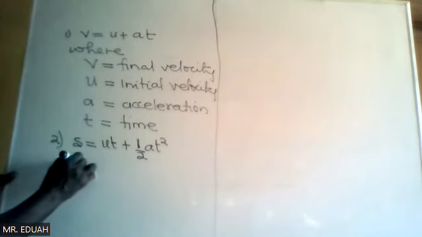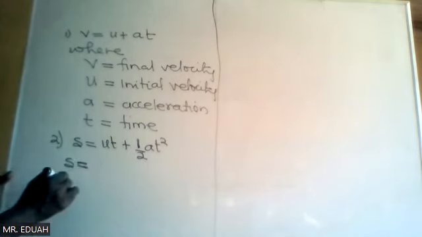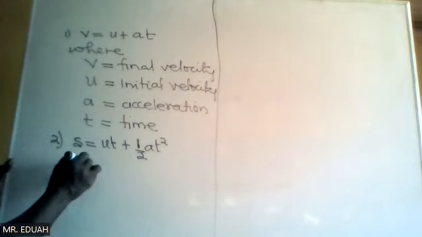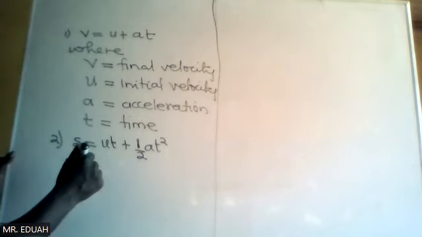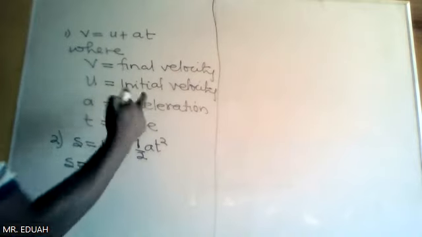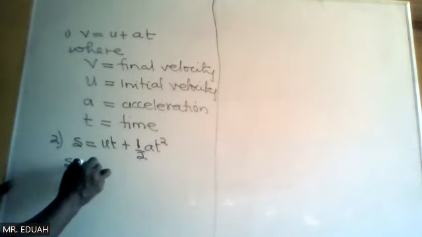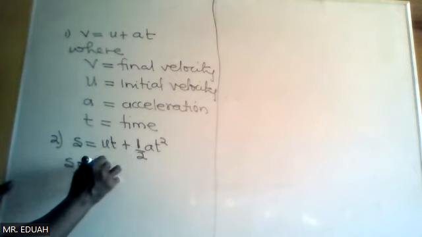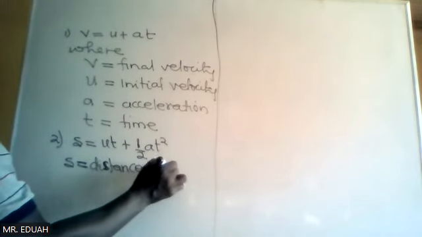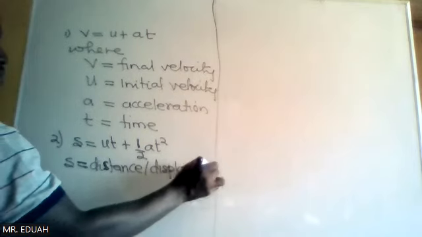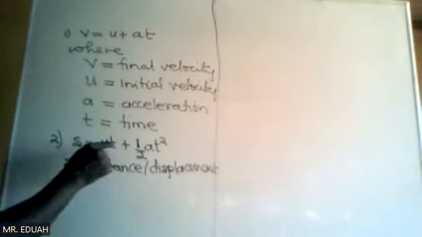Where S is equal to distance. Please, it's not speed. Usually for speed we use V or U. So S is distance or displacement. Then the rest, U, A, and T, we have defined them, so we are not going to waste time with them.